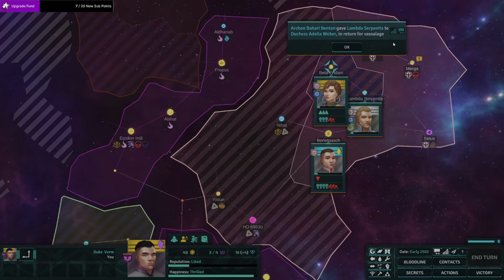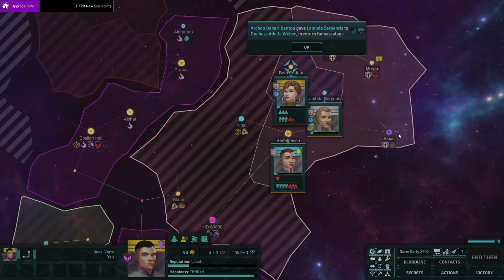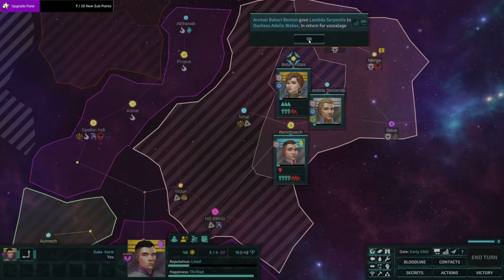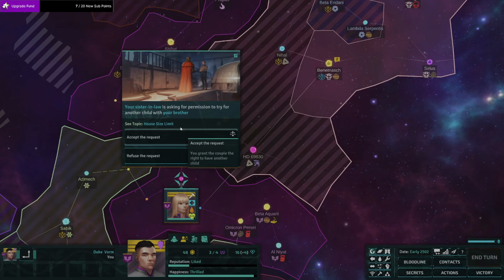Gave land Serpentis to Duchess Adele. Okay, so he just got more people. He might be splitting up his own territory to better organize his vassals. I'd have to keep an eye on all that kind of stuff to know for sure.